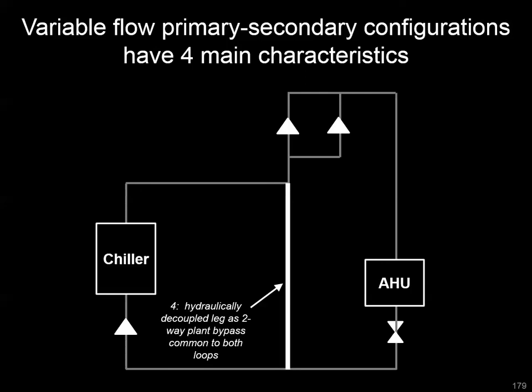And then most important is this hydraulic decoupler or bypass in the plant. What this does is hydraulically separate the loops so that you can run them, from a flow standpoint, isolated from one another.